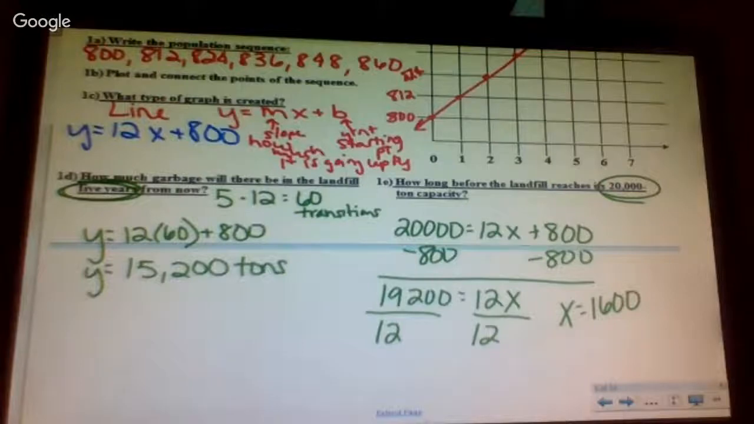How do I find out how many years that is? Because this is in months right now, don't forget. Divide this by 12. 133.30 years. And it can happen for a good long time.